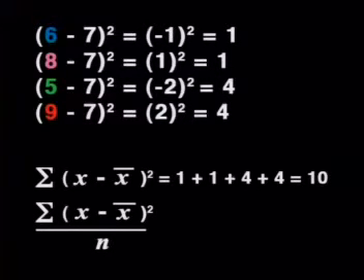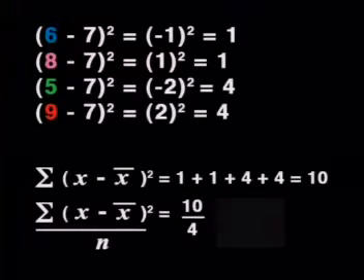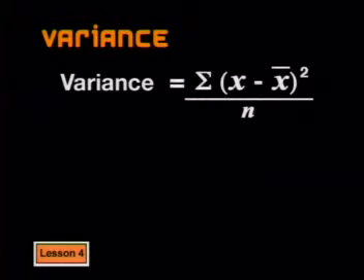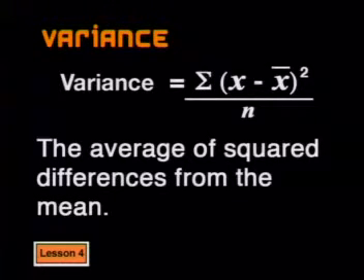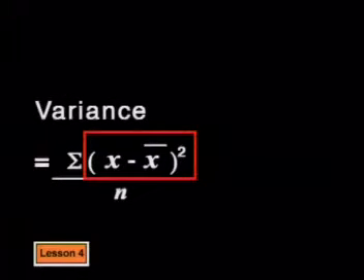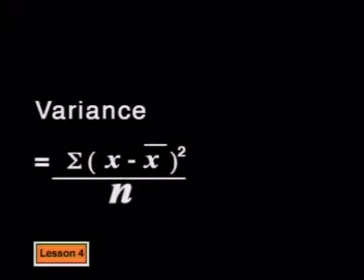Then we divide by the number of values, in our case 4. So we divide 10 by 4 to get 2,5. The number we've found is called the variance. It's a measure of dispersion around the mean. The variance is the average of squared differences from the mean. So, we find the sum of the squares of the difference between each value and the mean, then divide that by the number of data values.